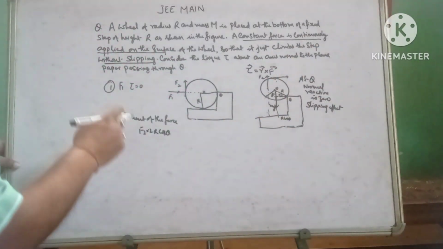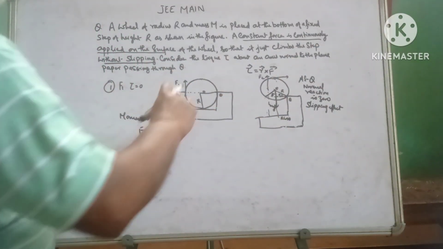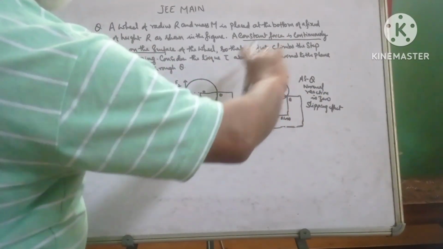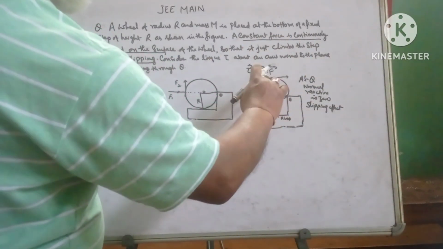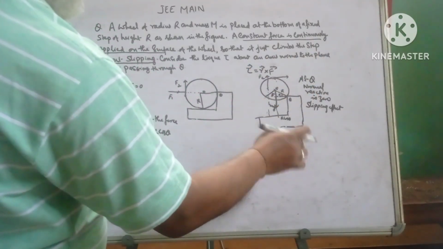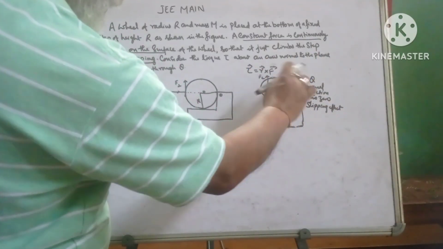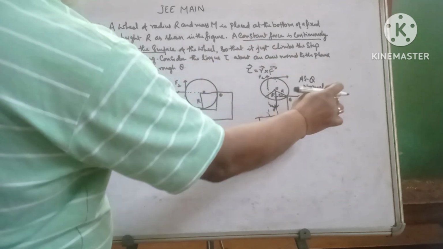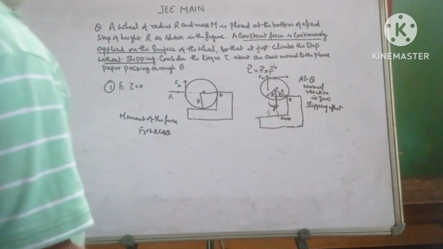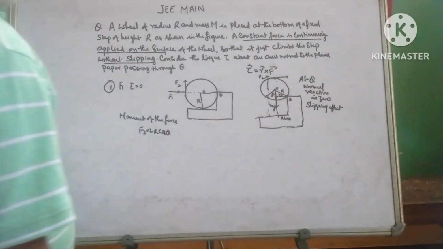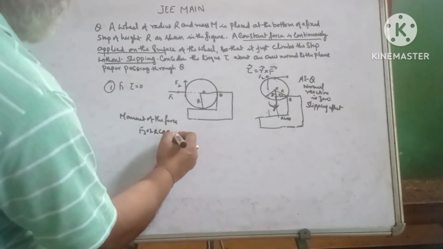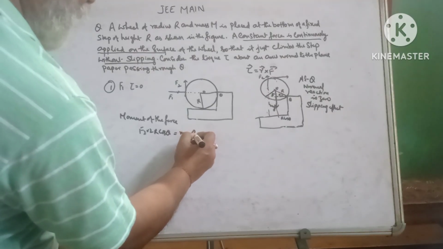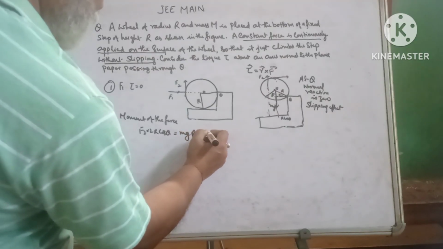The weight will rotate in the clockwise direction. This is anti-clockwise, this is clockwise, and the wheel moves upward. This force will move the ball in this direction, and this weight will move the ball in this direction, and the ball will move out of this step. So this will be equal to mg into r cos theta.